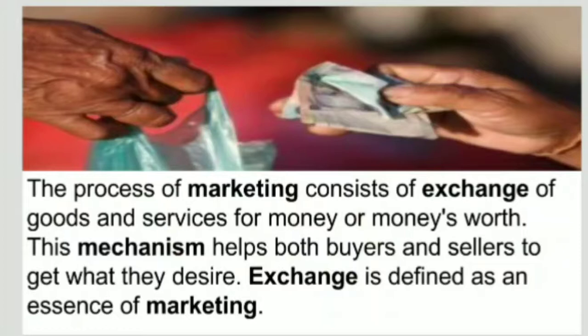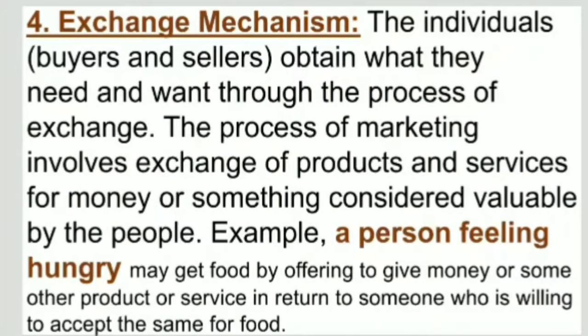So exchange is defined as an essence of marketing. It's an essence of marketing. Now the fourth point is exchange mechanism. We shall study it in detailed manner. The individuals obtain what they need and want through the process of exchange. Here individuals means buyer and seller. Buyer is in need of something and seller is in need of something. Both need and wants are satisfied through the exchange of goods and services for some value.